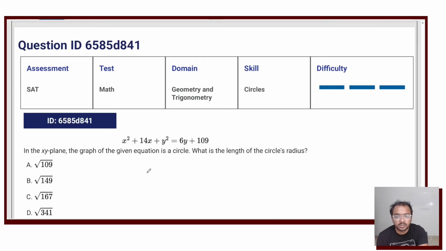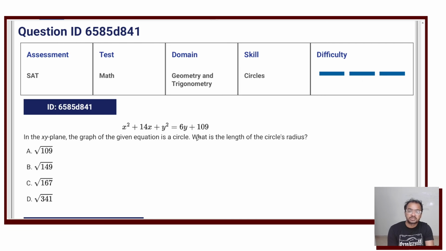So I think this is the last question here. In the xy-plane, the graph of the given equation is a circle. What is the length of the circle's radius? Okay, again we are given this form. You don't have to isolate these, like bringing it to one side, as long as you're having everything in terms of x and y. So we can put it directly here and we'll be getting our circle.